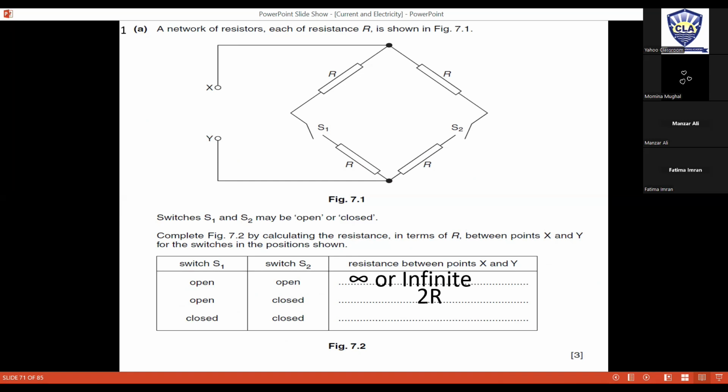If both switches are closed, this is 2R, this is 2R, and both of them are parallel to each other. And if they are parallel to each other, then their total resistance will be 1 over 2R plus 1 over 2R. Simplify that by taking reciprocals, and your combined resistance comes out to be R in this case.